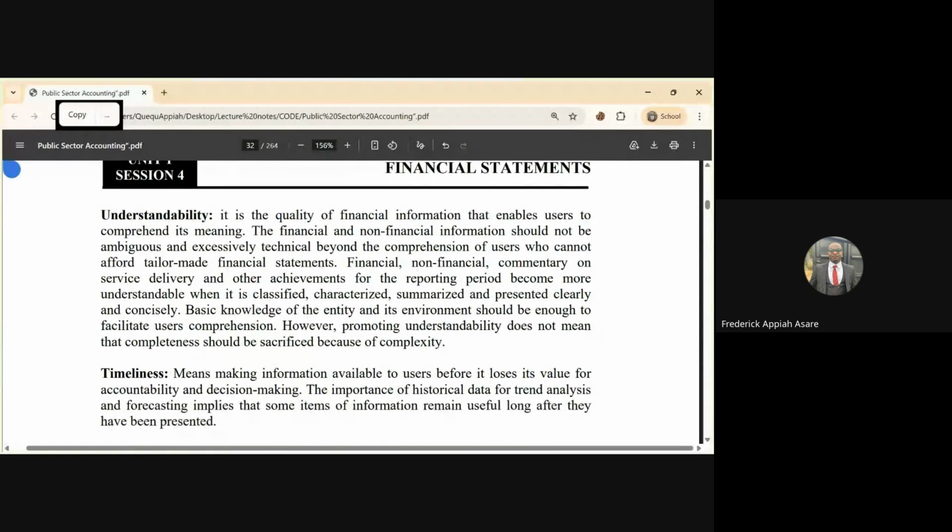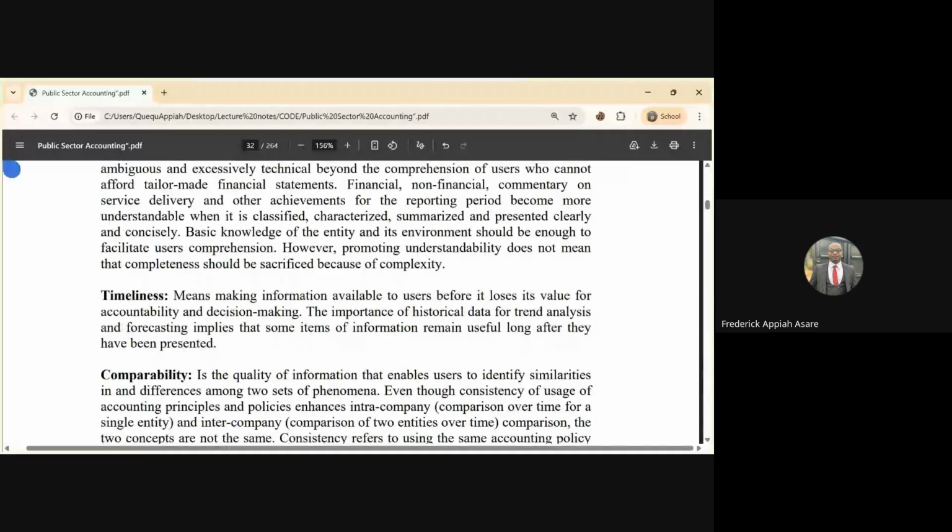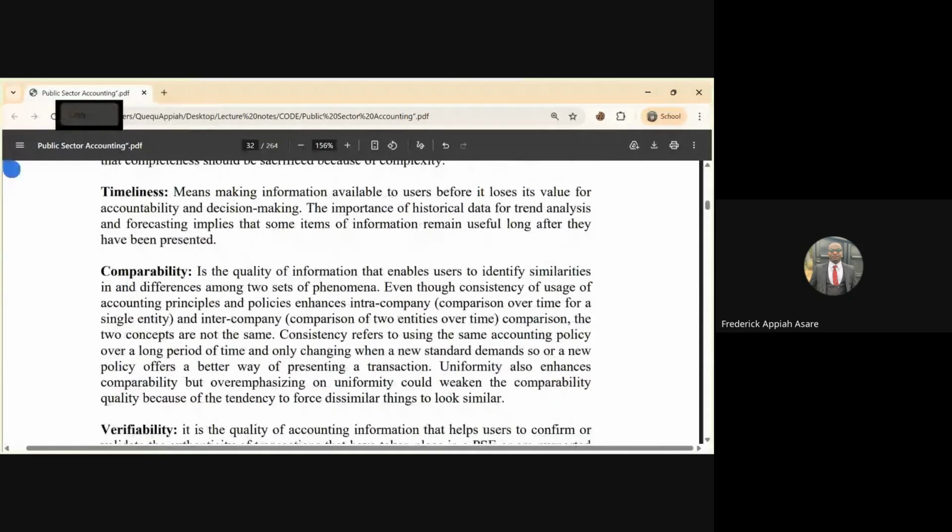Then we have understandability. The information must be comprehended by its users. So the users have to understand the financial information. Another characteristic is timeliness. It must be provided within the time before it loses its value. So if they are done with the annual report for 2020, you give us a report for 2020. You don't wait for 2 years before you give us the statement.